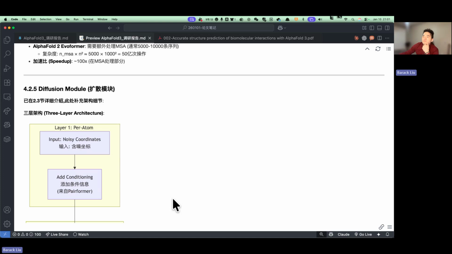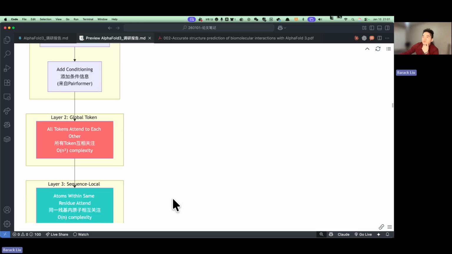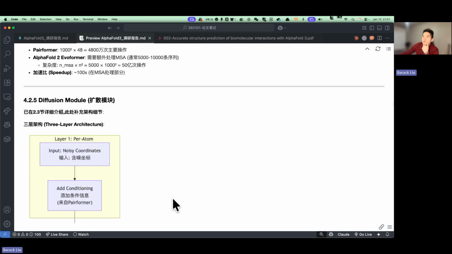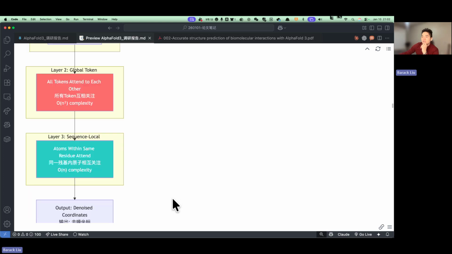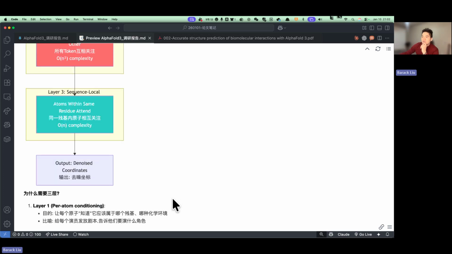Diffusion module. 3-layer architecture. Layer 1, atom: input noisy coordinates, add conditioning. Layer 2, global token: all tokens attend to each other. Layer 3, sequence local: atoms within the same residue attend. Output denoised coordinates.